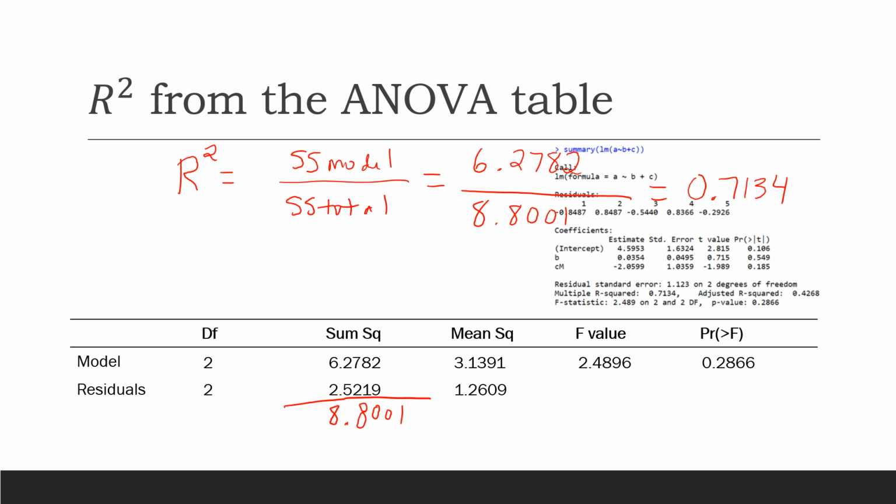And if I just look back at when I fit this model, I kind of wrote on top of it, but you can see here's my model, A as a function of B plus C. And if I look down here, I can see that my R squared value was in fact 0.7134. So just looking at relationships between some of these values from the ANOVA table and some of the output that you get from summarizing the linear model.